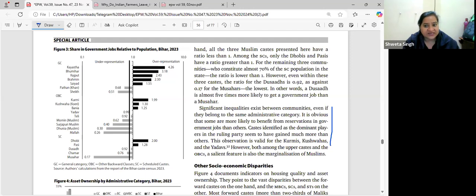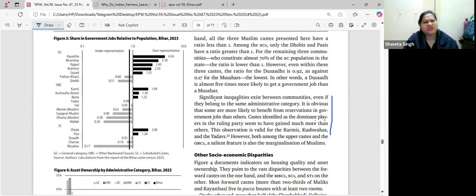But still within the same category, there is significant inequality. The same thing, the component of elite factor that we see. So castes that are identified as dominant are getting more benefits. Like you can remember Kurmis, Kushwahas, Yadavs, they will be getting more benefits rather than the communities who are belonging to the same category but much less in number, much less exposed.